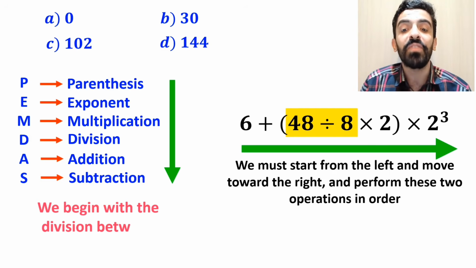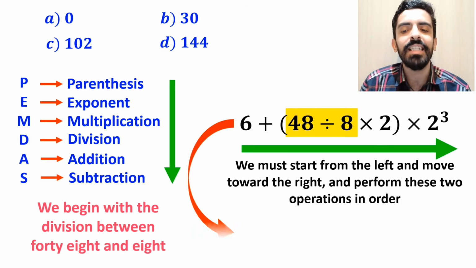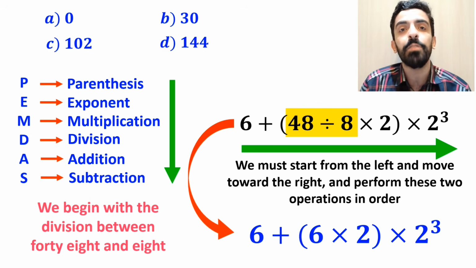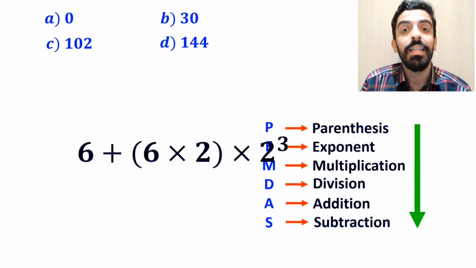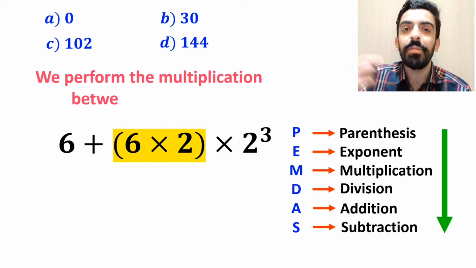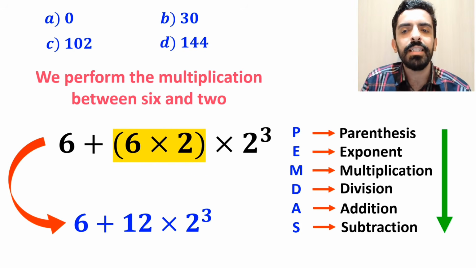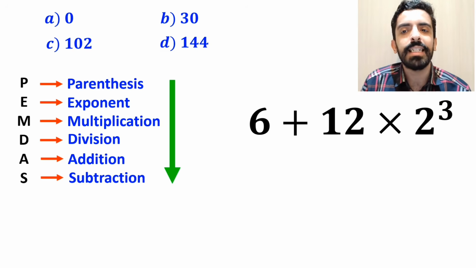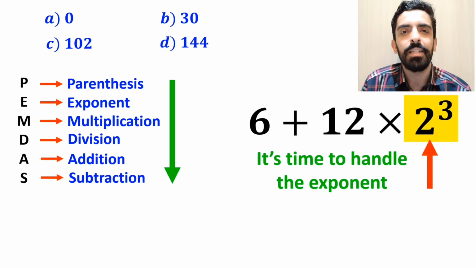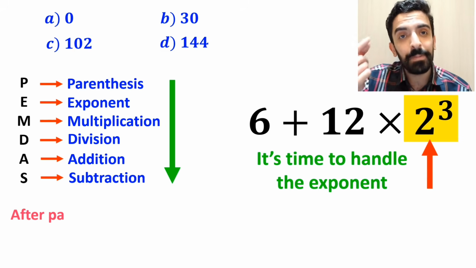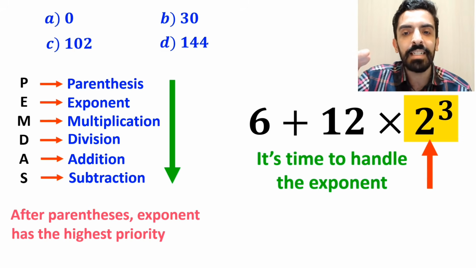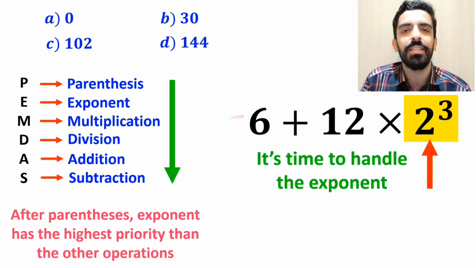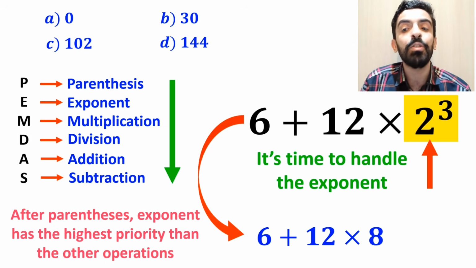So, we begin with the division between 48 and 8, and this expression simplifies to 6 + 6 × 2 inside the parentheses, then multiplied by 2³. In the next step, we perform the multiplication between 6 and 2, and write this expression as (6 + 12) multiplied by 2³. In the following step, it's time to handle the exponent, because according to the PEMDAS rule, after parentheses, exponent has the highest priority compared to the other operations. So, this expression simplifies to (6 + 12) multiplied by 8.